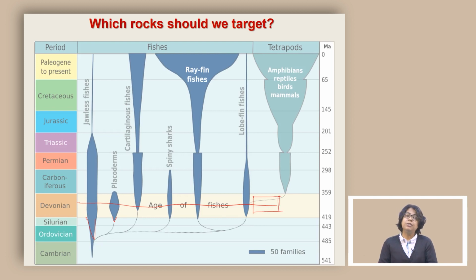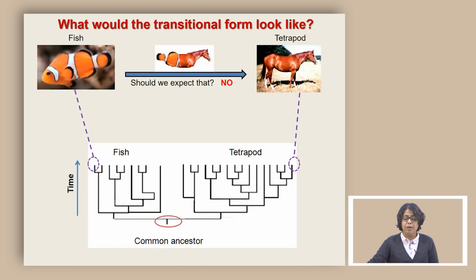But even just trying to look at all rocks containing fossils in Devonian is not enough. So, we need to know exactly what kind of animal we are looking at. Therefore, we need to really have some understanding of how transitional forms should look like. So, we are talking about fish such as this, and a tetrapod. A good example would be a horse. So, are we really looking for a transitional form which would look something like this?